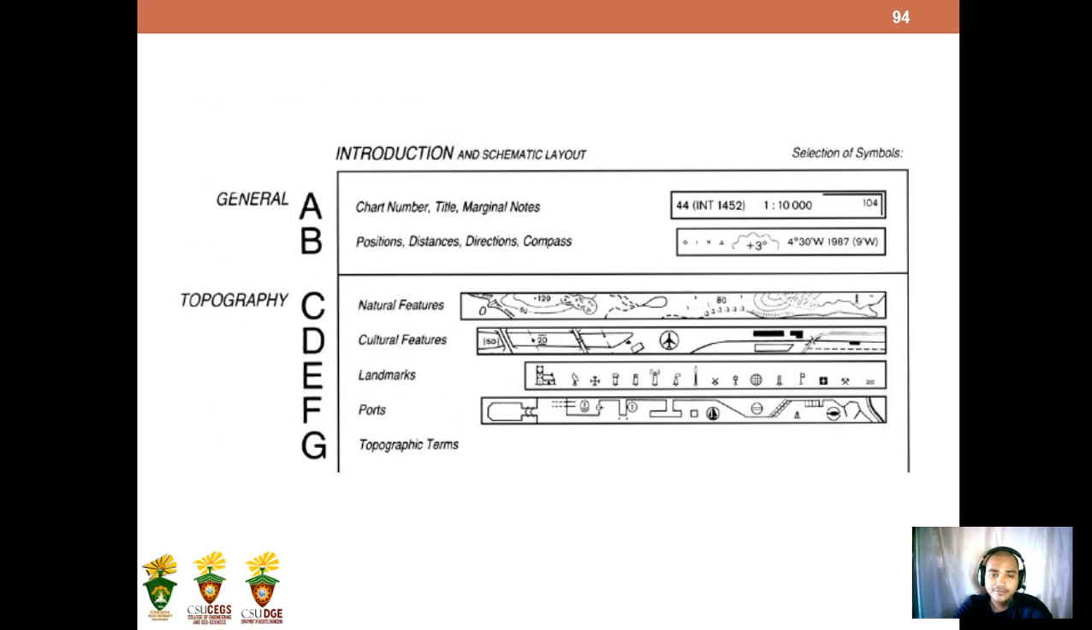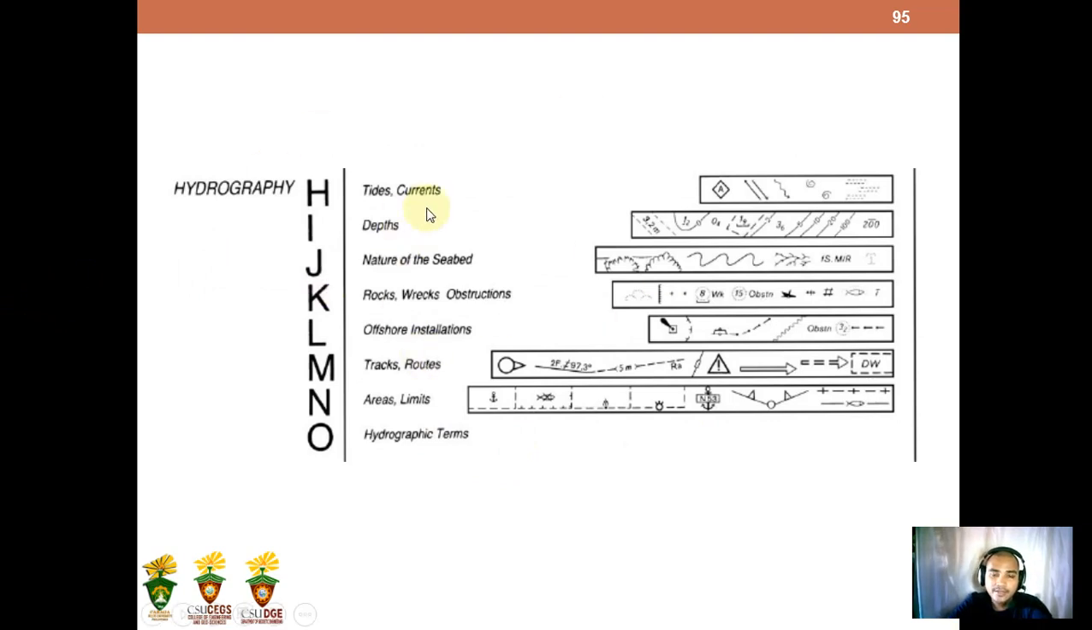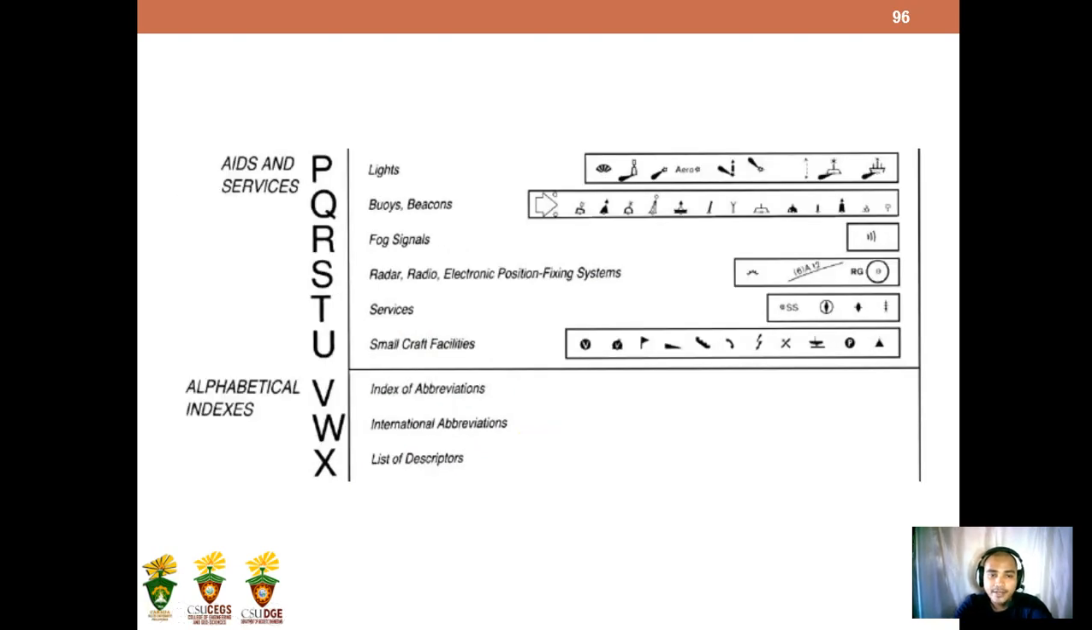So these are the examples of the symbols that can be used for nautical charts. So we have here for general na siya chart number, marginal notes, position, distances. And for topography of the land, we can have landmarks, ports, topographic terms, kanisya, no? So that's symbols that can be used for nautical charts. We have also from hydrography, kung we are going to symbolize tides and currents, so kanyang gamiton, depths, no, nature of the seabed, kani, rocks, wrecks, and obstructions, offshore installations, track or routes, so yung kanyang iyahang symbols na pwede gamiton, areas or limits, kani, and also for hydrographic terms. Next is for aid and services. So we have here lights, buoys, fog signals, radar, radio, services, and many more.